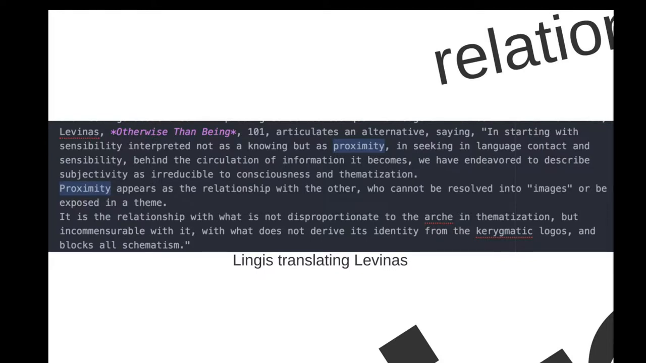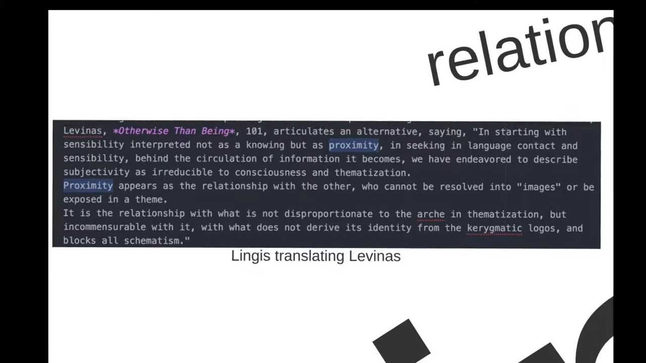You don't have to read all of this. So this is Lingus translating Levinas. In the middle here, it says, proximity appears, which, oops, that's a weird thing. We just talked about the face being that which doesn't appear. But anyway, proximity appears as the relationship with the other, who cannot be resolved into images or be exposed in a theme, which basically means can't be categorized, right, or something like that. I'm not going to read the rest because it gets really convoluted. But so proximity is similar to this notion of face as we talked about earlier.